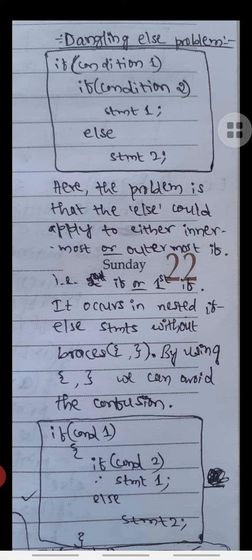This problem occurs in nested if else statements which do not have braces. If we use braces, it will not be a confusion for us. Since there is no brace here, we are getting a confusion. By using this open brace and close brace, we can avoid this confusion. That is if condition 1 open brace, if condition 2 statement 1 semicolon else statement 2 and close the brace. So here by using this block, we can clearly understand that this else is related to the second if statement, that is if condition 2.